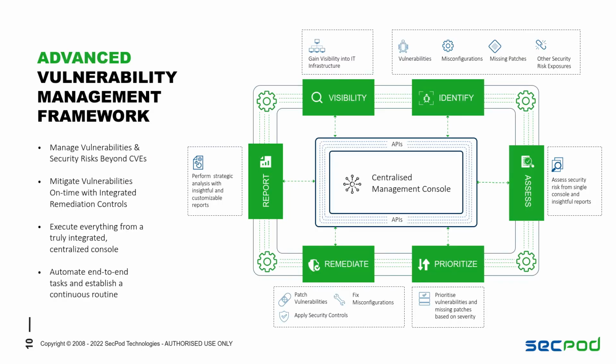So what we propose in an advanced vulnerability management program is these layers: visibility, identify, assess, prioritize, remediate, and report. It's nothing different from the wheel that we talked about. But what we do in each of these layers matter the most.